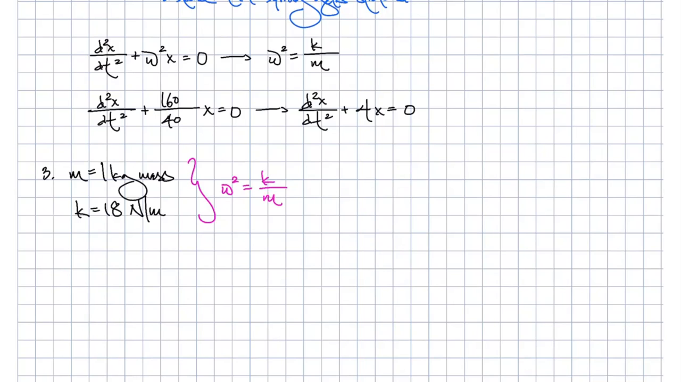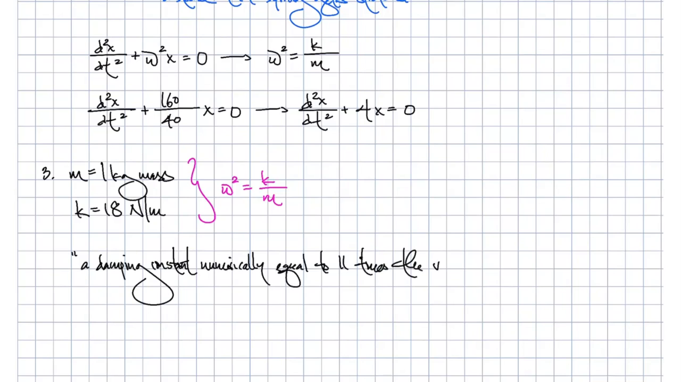Now let's read the rest of that first sentence. So, the entire system is submerged in a liquid that imparts a damping force numerically equal to 11 times the instantaneous velocity. Right? So here's what that tells us. The phrase, a damping constant that is numerically equal to 11 times the velocity.